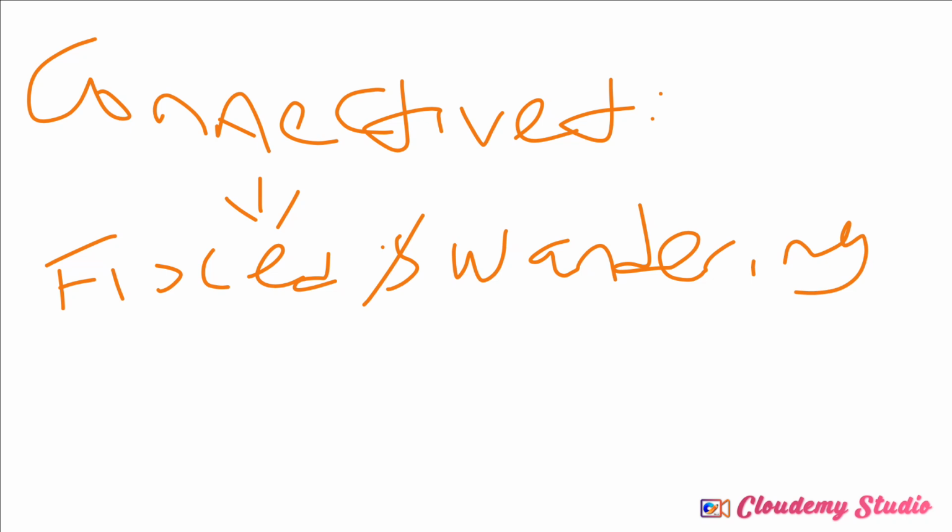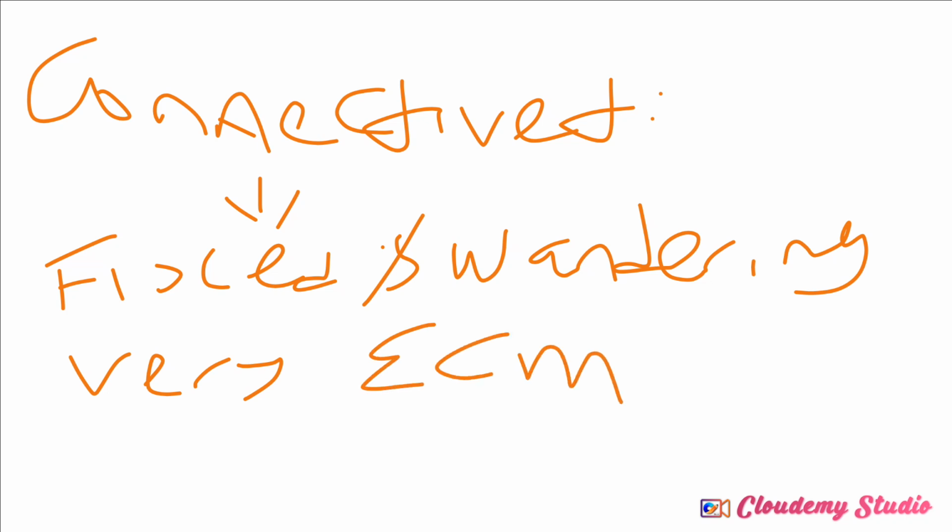Now, they have very abundant ECM, very abundant extracellular matrix. That is what they have. And they are used in supporting as well as protecting other tissue.